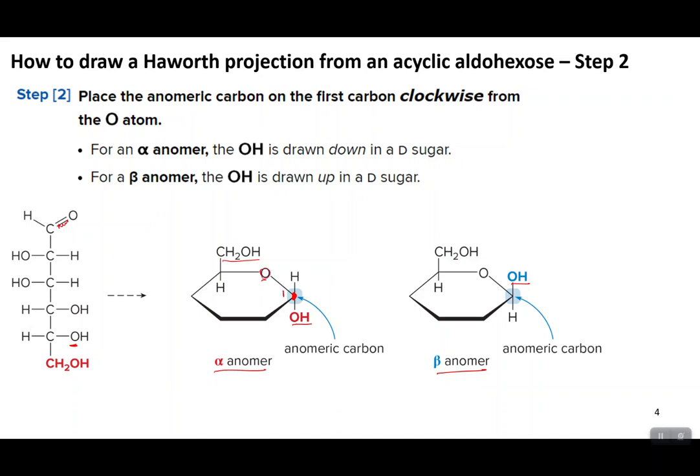This is carbon number 2, 3, 4, 5. So now I'm here. So recall this is 1, 2, 3, 4, 5, and 6. So this carbon 6 here is the one that has that CH2OH. So carbon number 1 is going to be your anomeric carbon. So this is the next step. Just decide whether you have an alpha or a beta anomer.